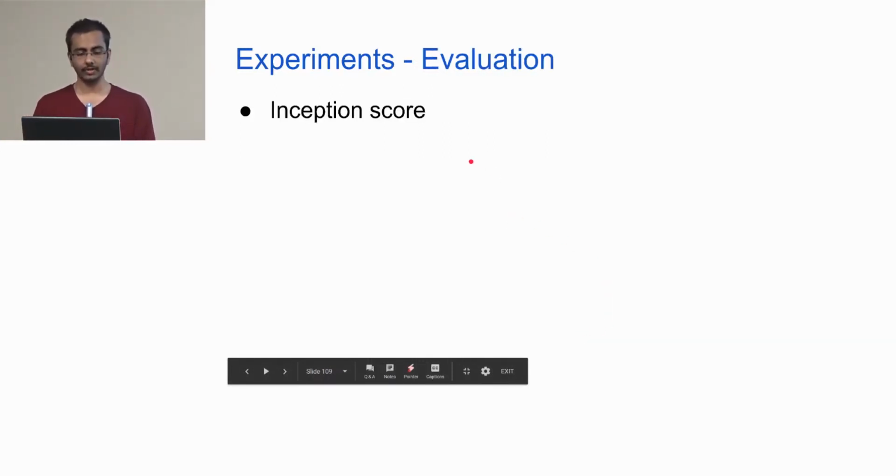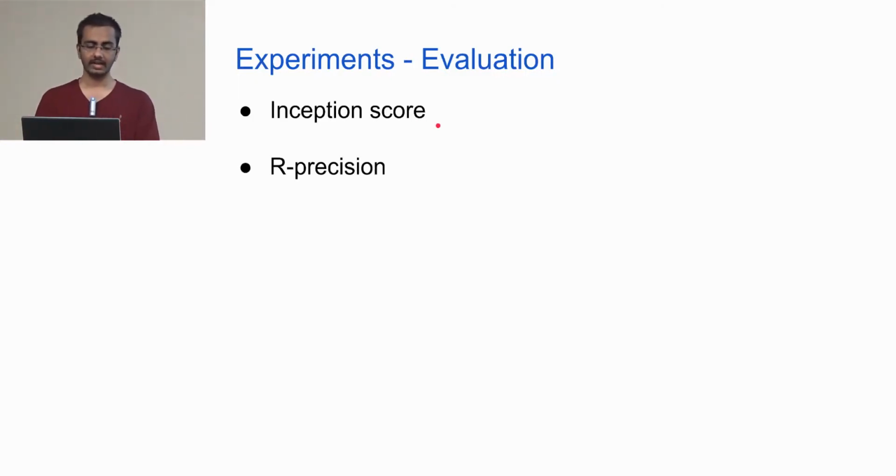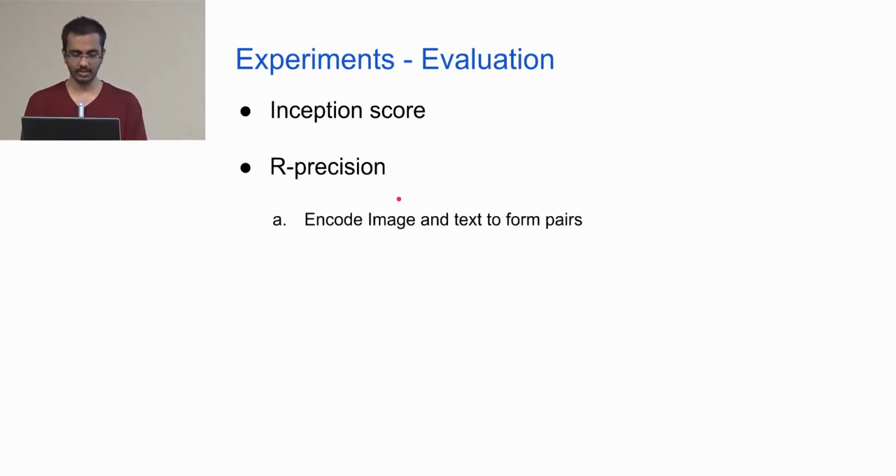Okay. Moving on to evaluation. So they use two metrics, inception score and R precision. Inception score is the usual one in adversarial settings, so I won't explain that. R precision, they have used in this paper only; the other papers have more or less not used the R precision, so I'll describe briefly what it is over here.